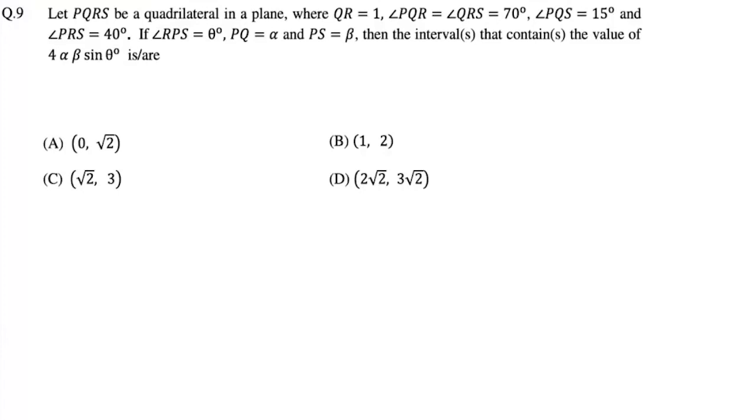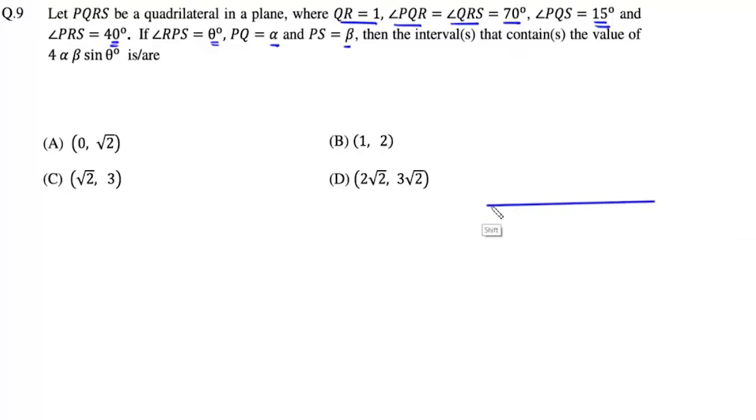Then question number 9, it says, let PQRS be a quadrilateral in the plane where QR is 1, angle PQR equals angle QRS equals 70, angle PQS equals 15, and angle PRS equals 40, angle RPS is theta, PQ is alpha, and PS is beta. Then the interval that contains the value of 4 alpha beta sine theta is or R. Now it has more than one option correct.